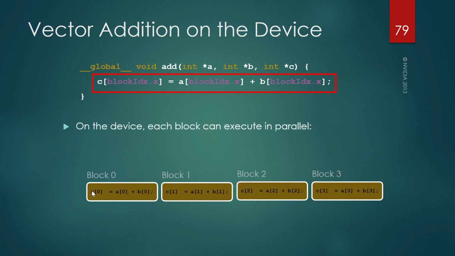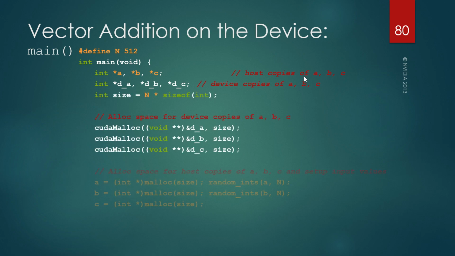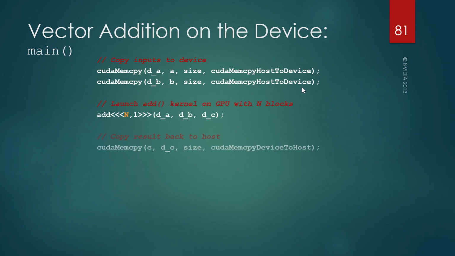Yeah, so this is what I was saying. If you have, say, 4 blocks, this is what the index would work out to be. And this is just the memory allocation part.